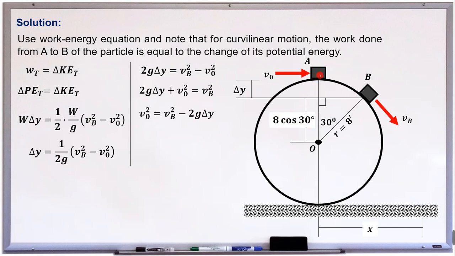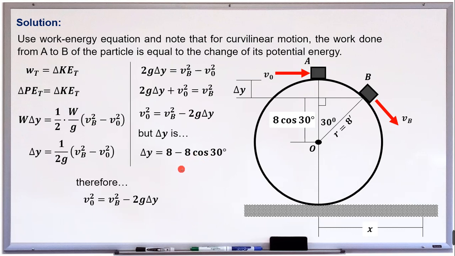Now from the location of point A towards the center of the cylinder, this is equal to the radius r, which is 8. So therefore, our delta y is the difference of the radius and this side of the right triangle. That is why we have here delta y is equal to 8 minus 8 cosine of 30. Substituting this, the equation above becomes V naught squared is equal to VB squared minus 2g times 8 minus 8 cosine of 30 degrees.